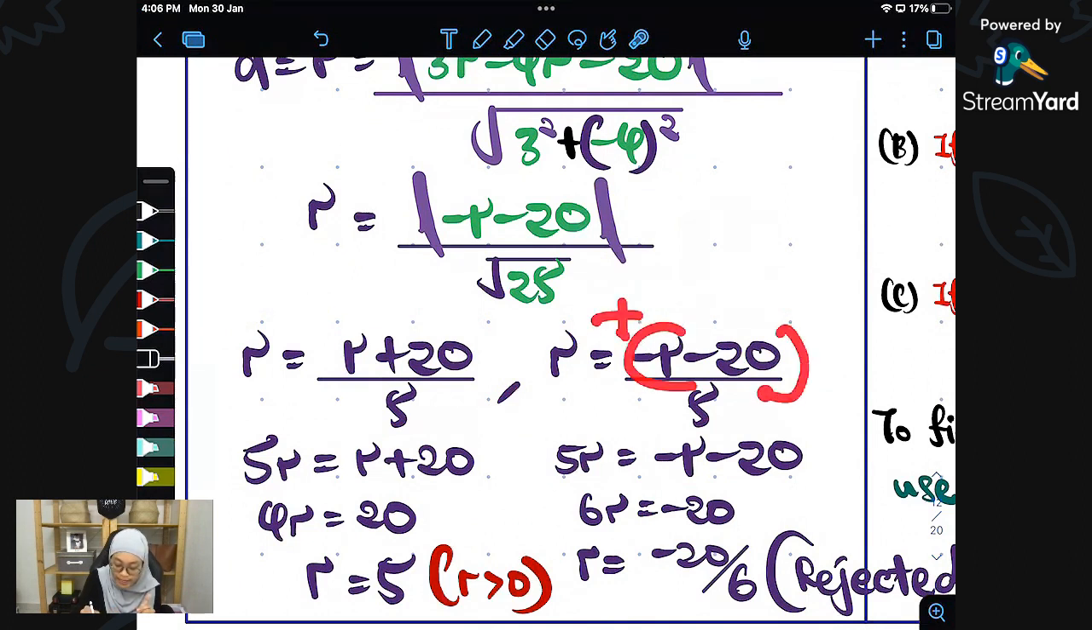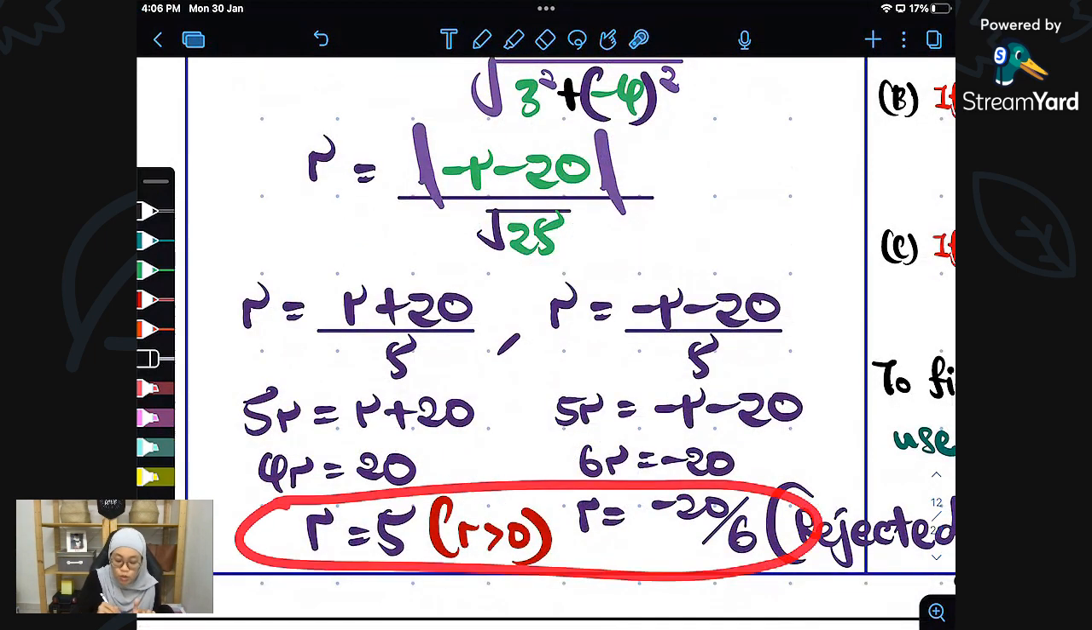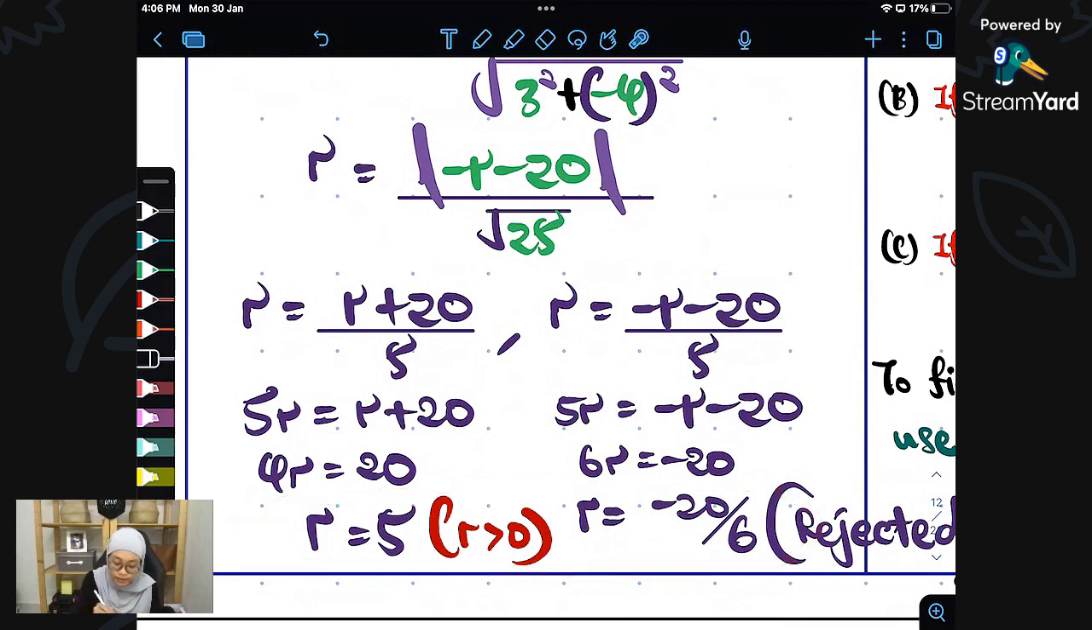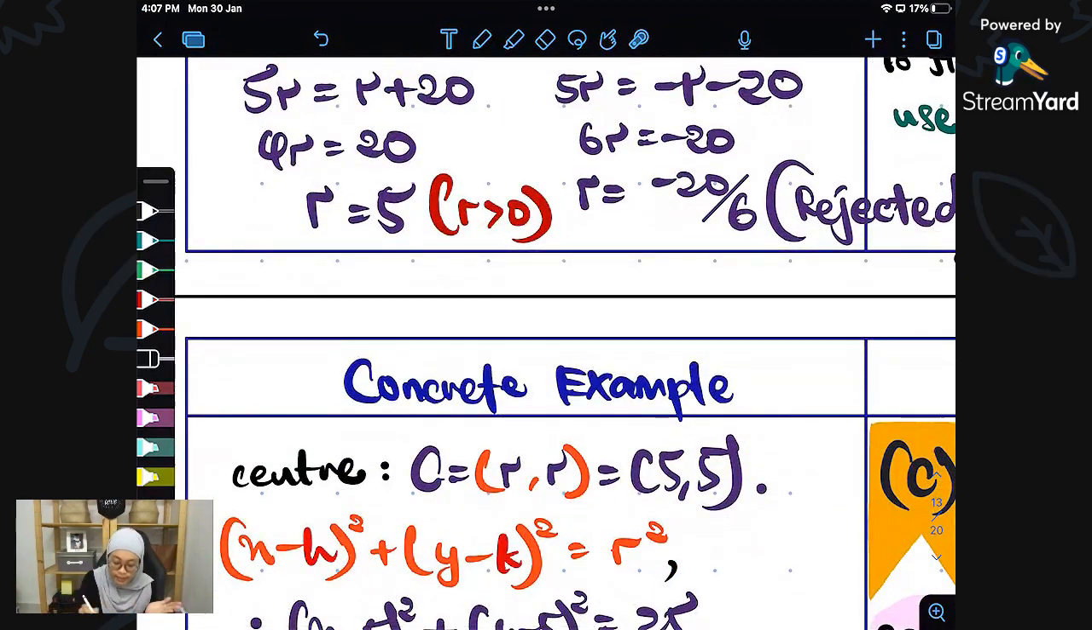Of course, this remains. Another one is negative. So when the negative is outside, we will get positive R and positive 20. And so we will get two values of R, of which only one is accepted, because this is a positive R. This is rejected because this is a negative R. The length of the R cannot be a negative value. That's why it is being rejected. Okay, we understand that clearly already. And then we can finally write down our center, which is 5 and 5.